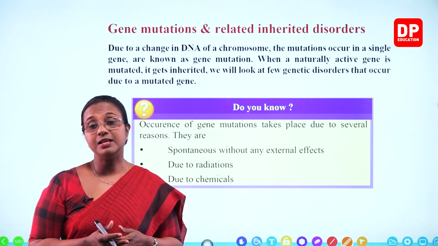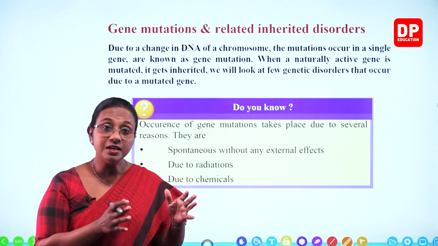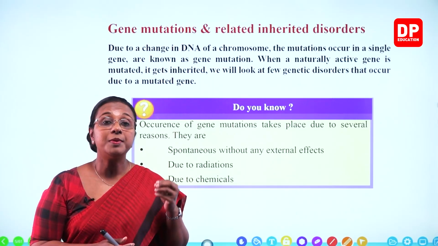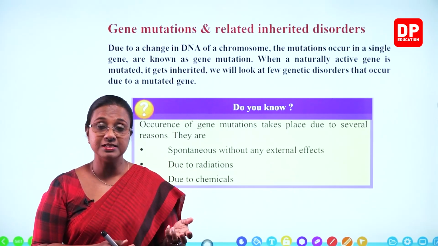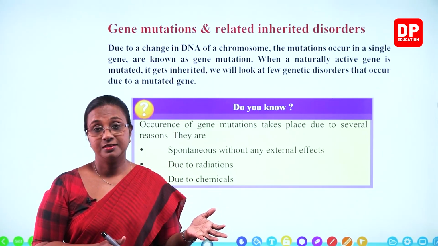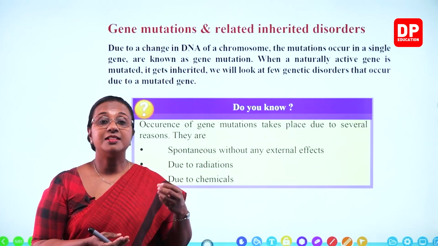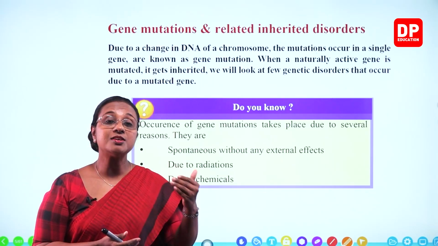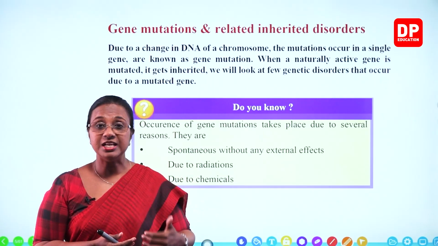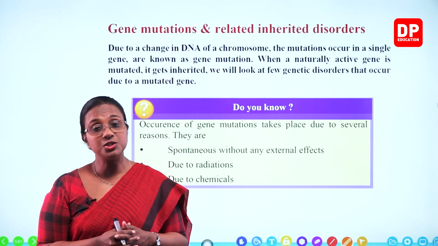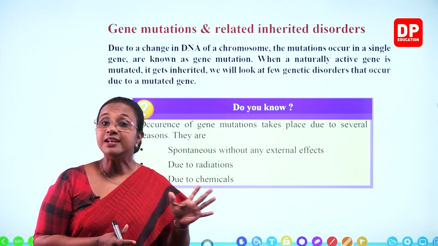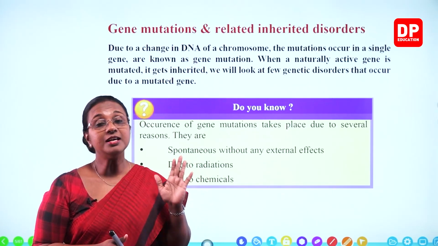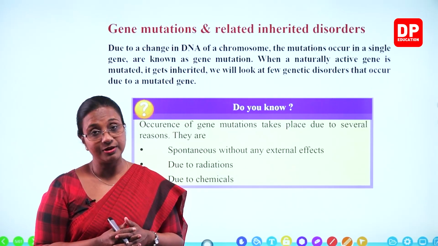Now, why does this melanin become absent? The chromosome that has the gene responsible for the production of melanin gets mutated. There is a change. The base pair sequence is modified. Because of that change, the particular gene does not cause the pigments to be produced. So, that is what we call mutation: a change that occurs in the gene responsible for a particular character.